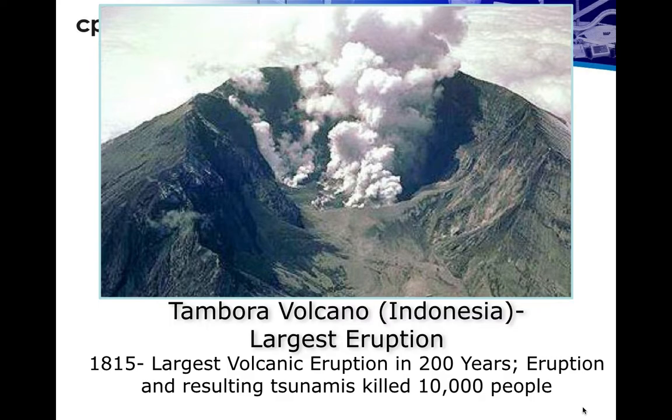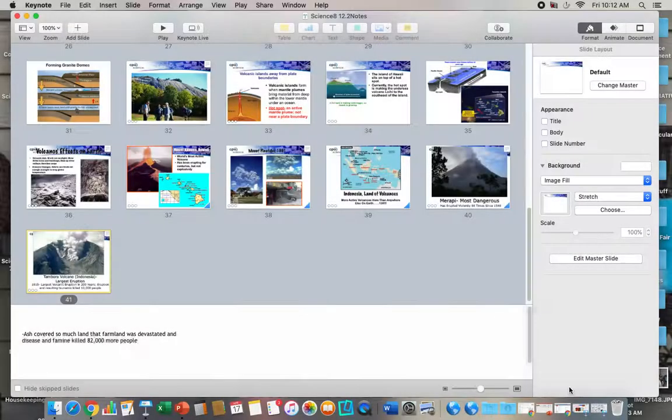Tambora volcano is on record for having the largest eruption. It's also found in Indonesia. In 1815, it had the largest volcanic eruption that we had seen in the last 200 years. The eruption and resulting tsunamis killed around 10,000 people just initially, and then it's estimated more than 80,000 people died afterwards because of the loss of food, because of the crops that it killed.